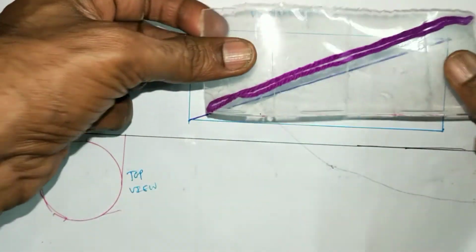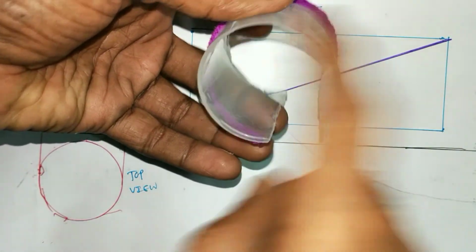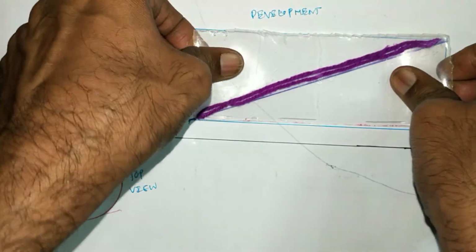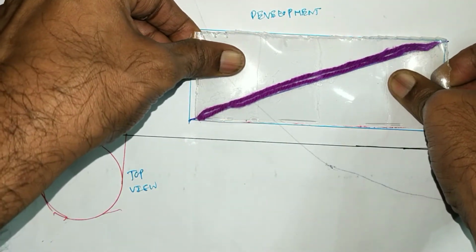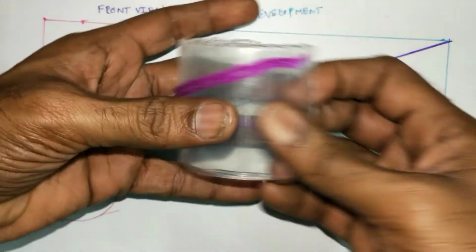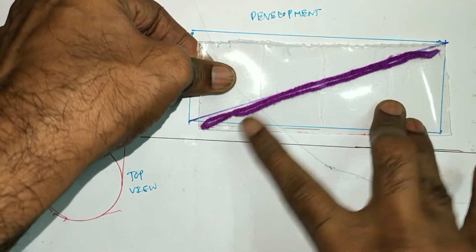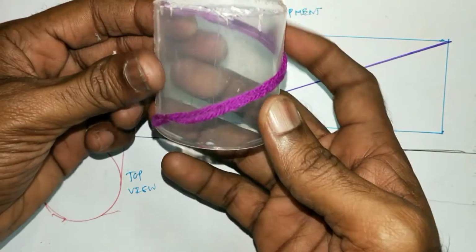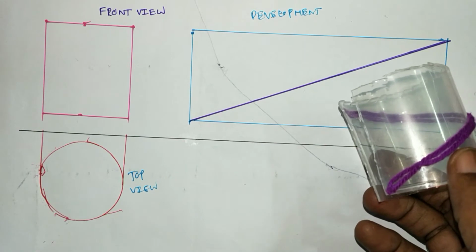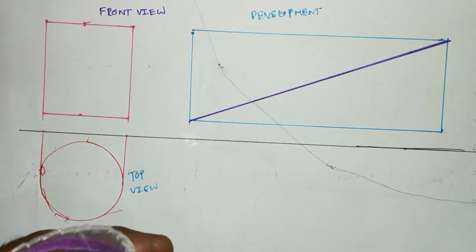The length of this particular rectangle is the perimeter of the base circle, which is going to be the length when the cylinder is developed. And this one will be the height. And this is the thread of the helix that we have considered. So once we understand these basics, it will be very comfortable for us to draw the helix. Let me explain how to draw this.